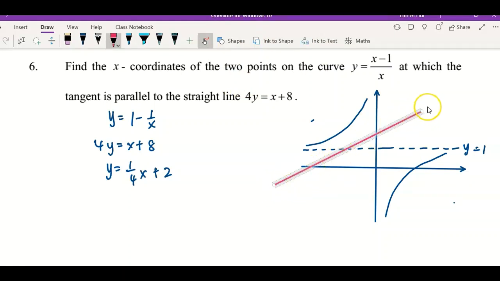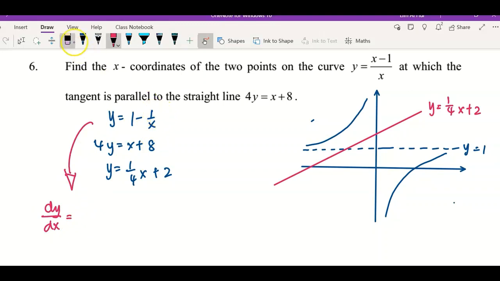Then you can say that this is the graph y equals 1 over 4 x plus 2. Now you want to get the 2 points on the curve at which the tangent is parallel to this straight line. So what is the gradient of the tangent? You can get the gradient of the tangent by just finding the dy dx of the curve.